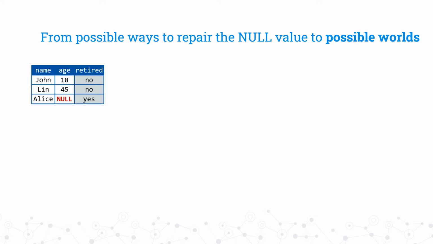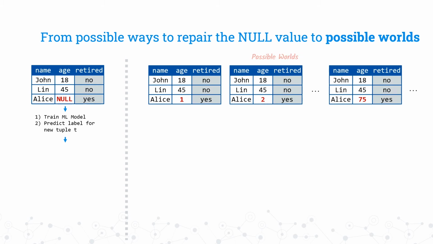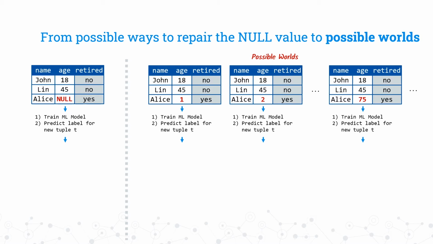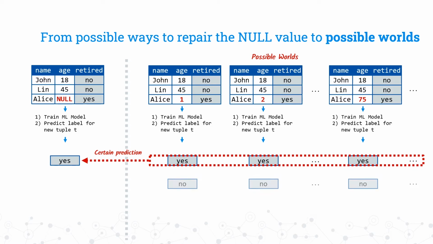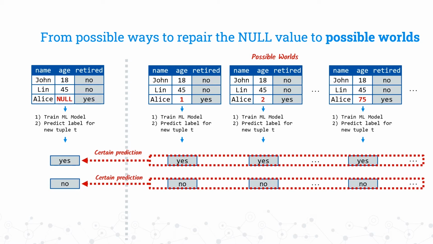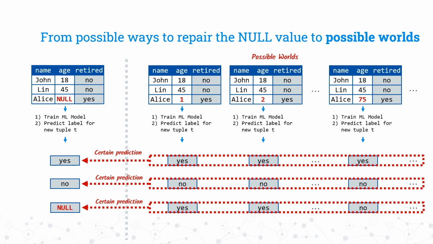Let's look at our table again, and this time, look at what should happen when we use it to train a machine learning model and make a prediction on some validation tuple. Following our previous logic, we should expand the table into all possible worlds, and we should look at what would be the query result in each possible world. In this context, the query result is actually the model prediction. So if all models predict yes, then we can say with certainty that the answer should be yes. The same goes for no. If all models say no, then the answer is certainly no. Now, in the likely case, when some models say yes and some models say no, the only certain answer will be, I don't know.